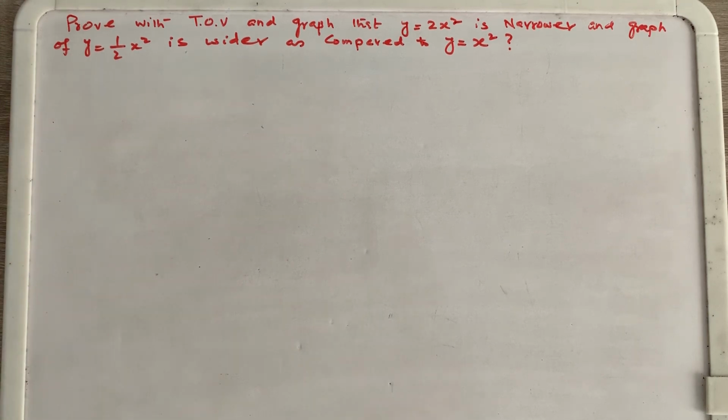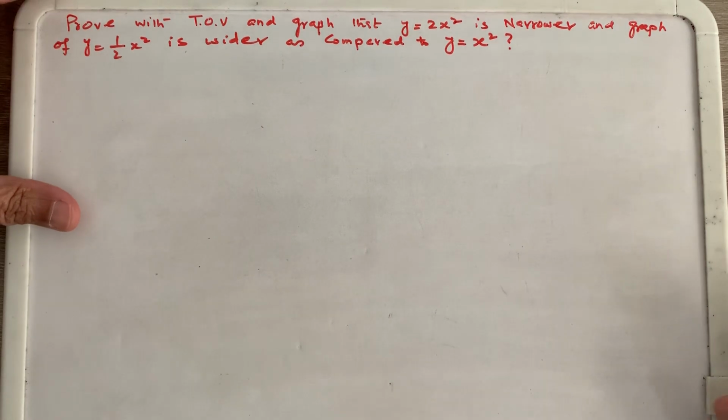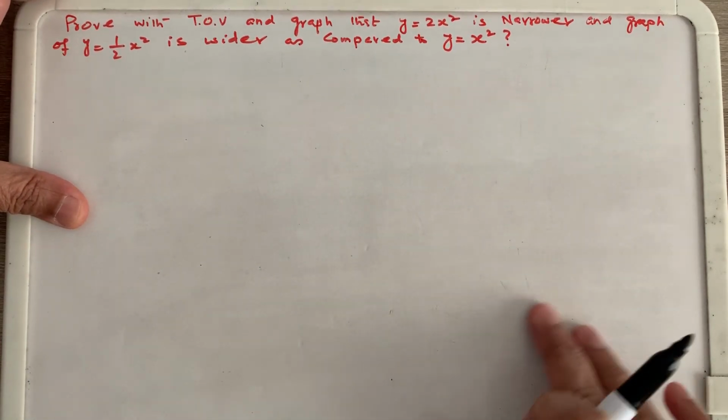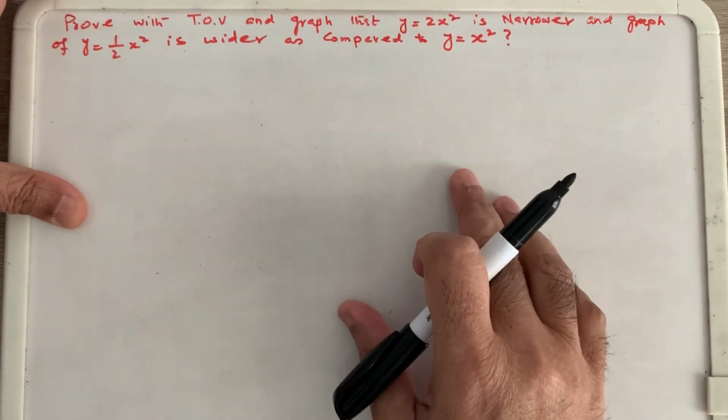So we start with y = x², and then we have to prove that y = 2x² is narrower and y = ½x² is wider as compared to y = x². We are talking about vertical stretch, right? And we will conclude what we learned at the end of this solution.